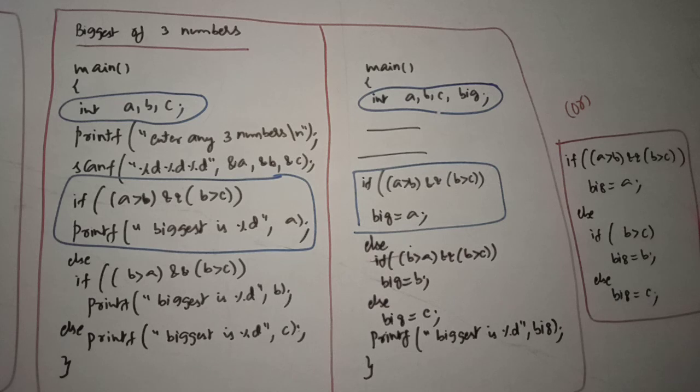Whenever the condition is true, the concerned variable is assigned to a variable big, and at the end of the program, you are printing big, biggest is big. You try to observe the difference. You can write any program in any way. In the first program, we have three printfs, biggest is A, biggest is B and biggest is C. In the second program, big is equal to A, big is equal to B and big is equal to C, and the last biggest is big.